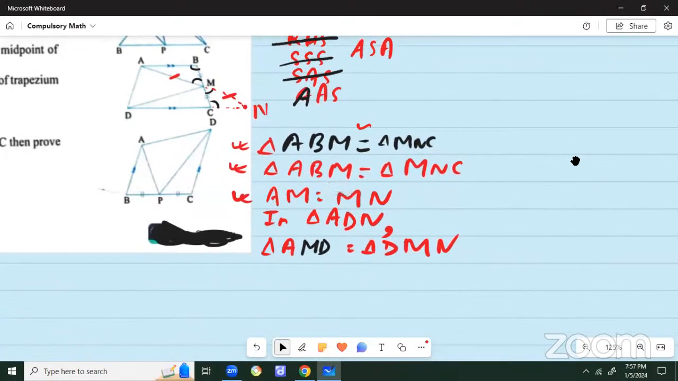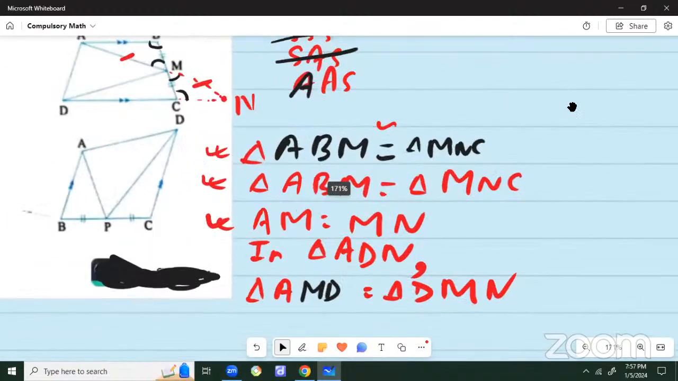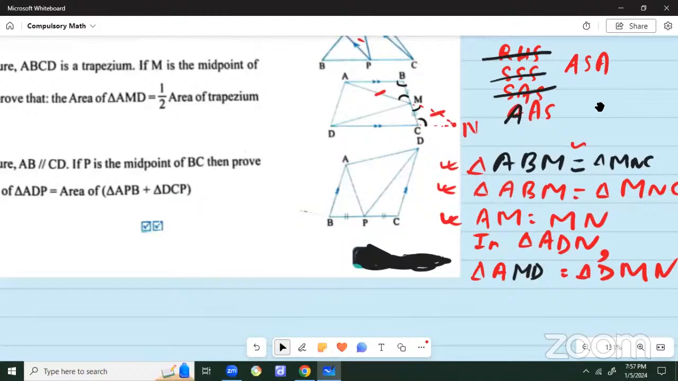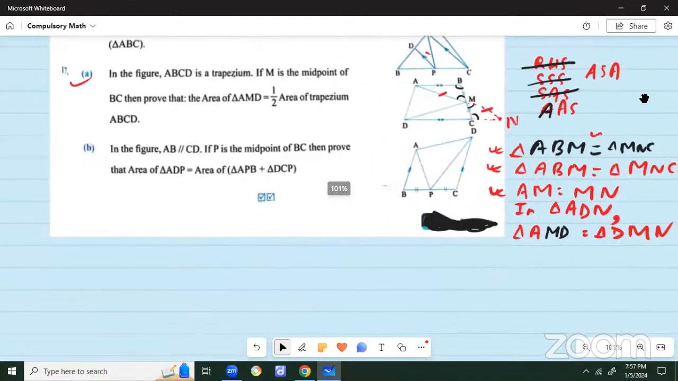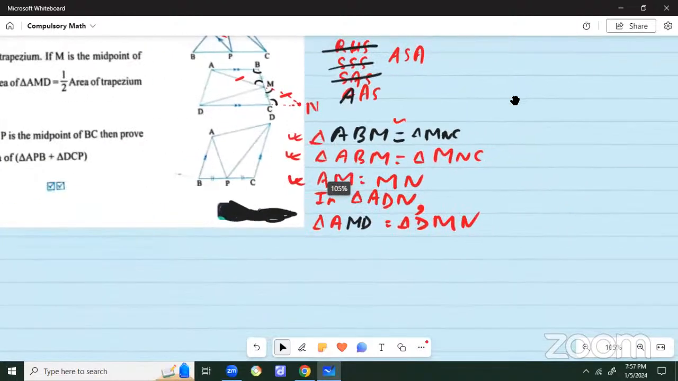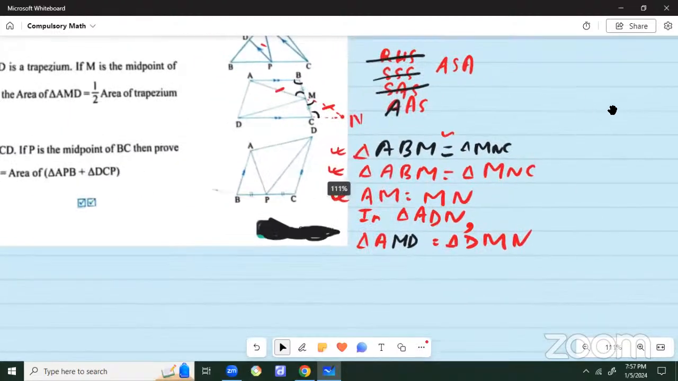So what do we have to prove? Can you show me the question? So proved. Okay, tell me how to write it. AMD equals DMN.